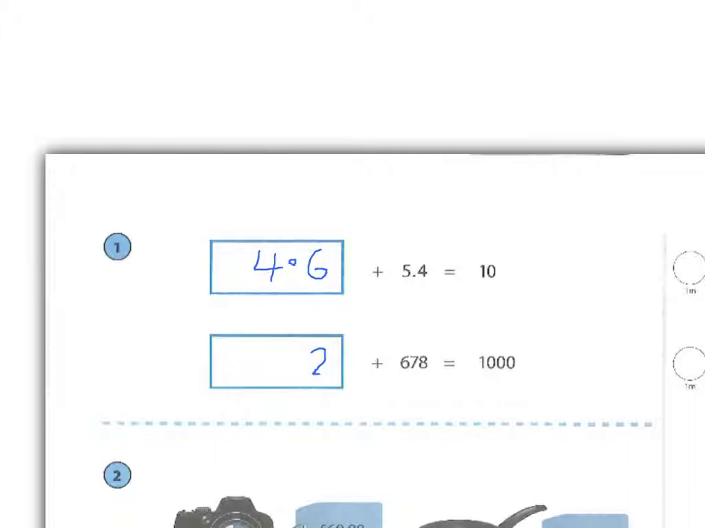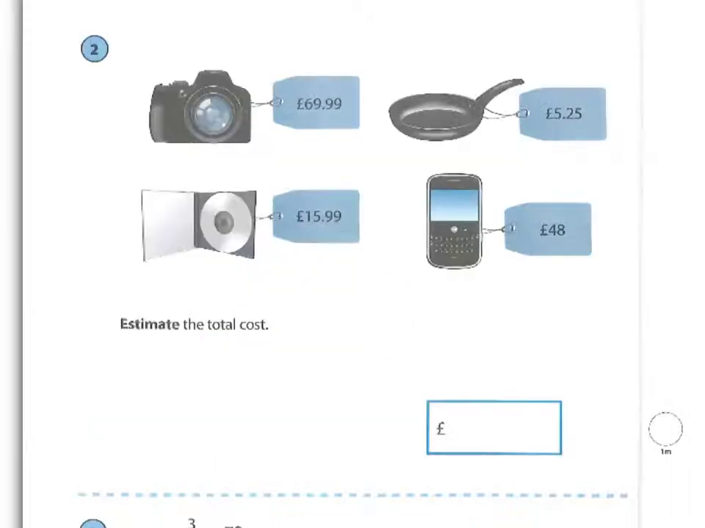So altogether, I've added on 22. And finally, what would I add on to 700 to get up to 1,000? It would be 300, giving me my final answer of 322.